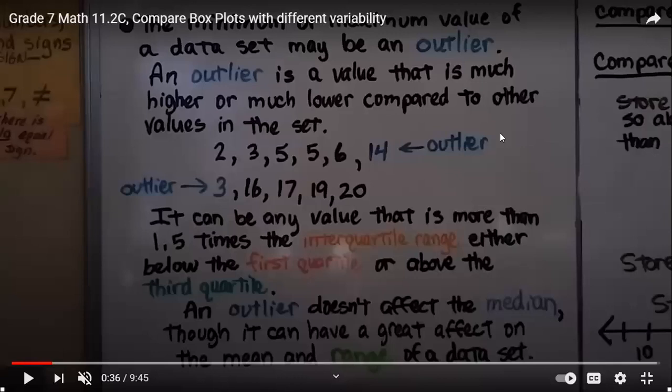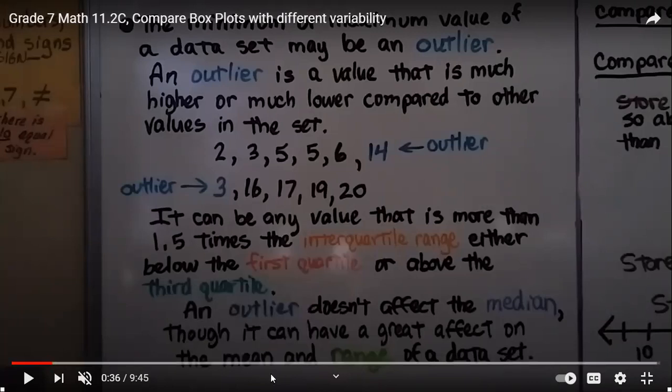An outlier doesn't affect the median, but it can have a great effect on the mean and range. So if you want to calculate the median, it will not be affected, right? Because you just count the numbers and find the number in the middle, right? But where will an outlier have an effect, grade 7? If you are going to calculate the mean or the range.